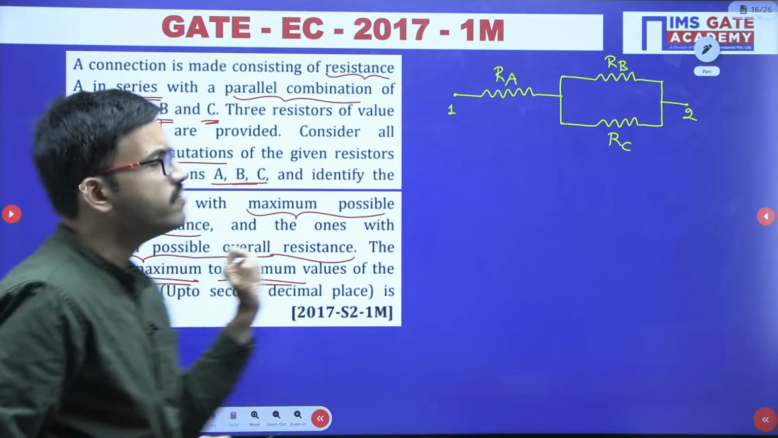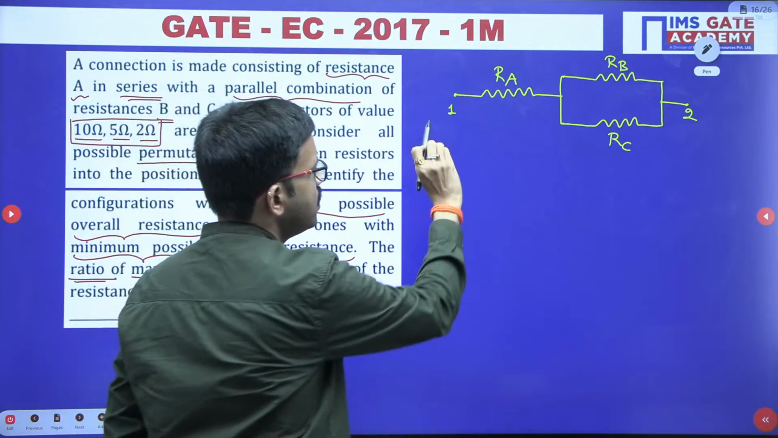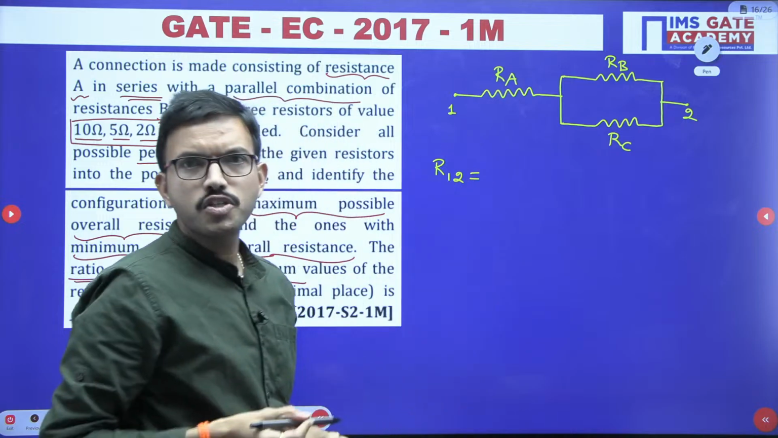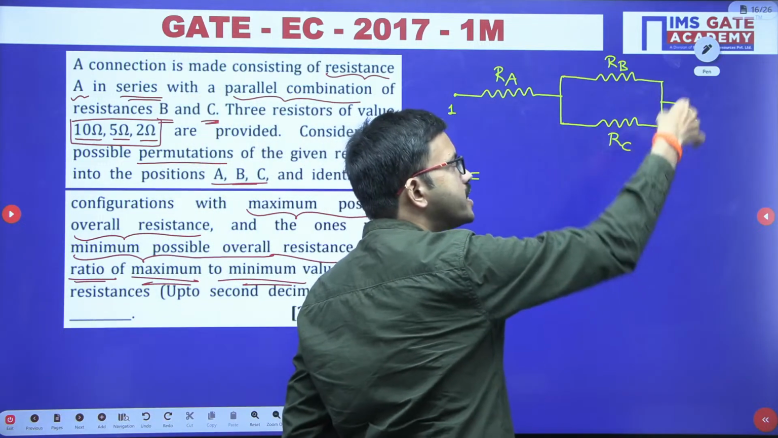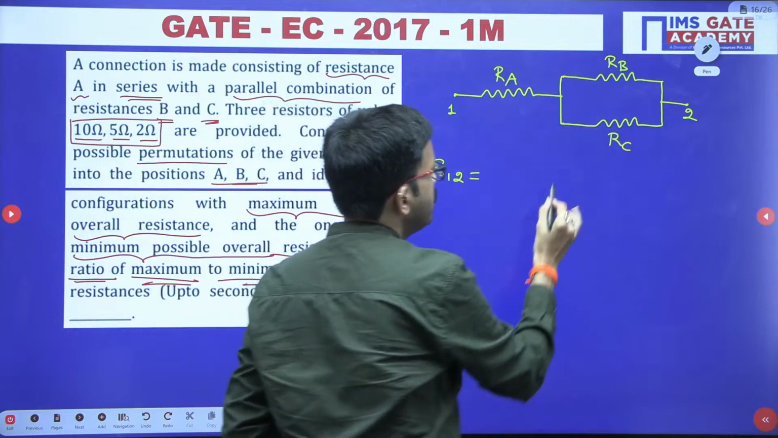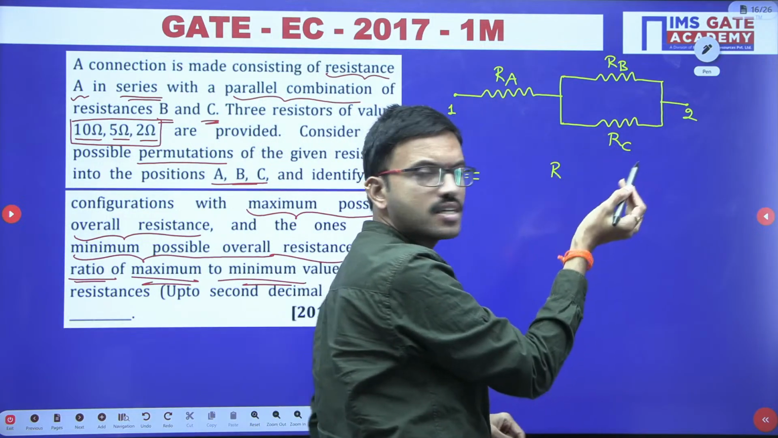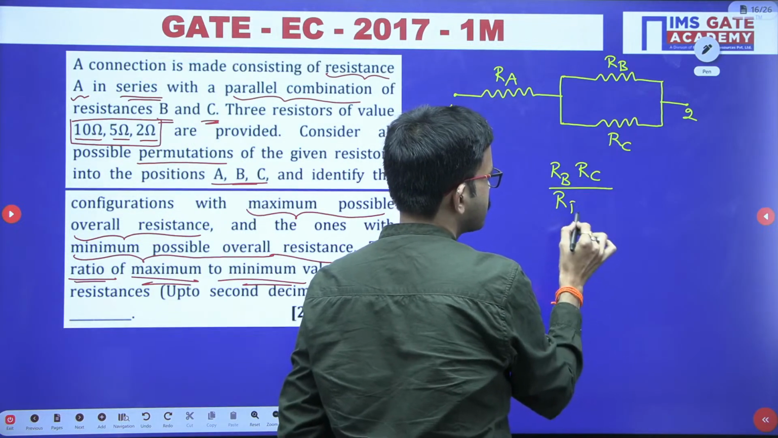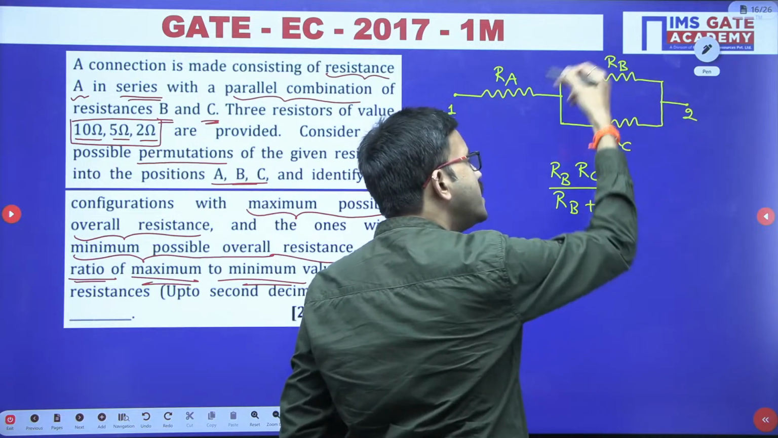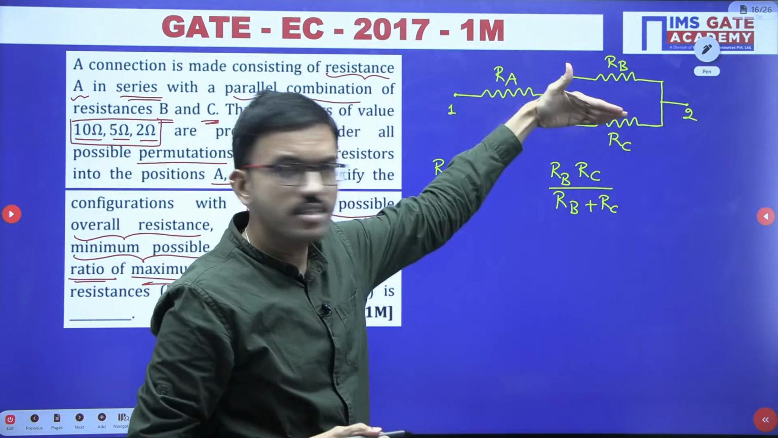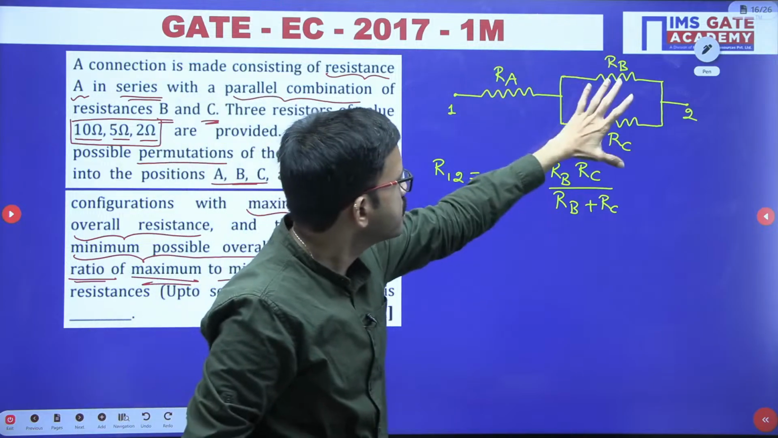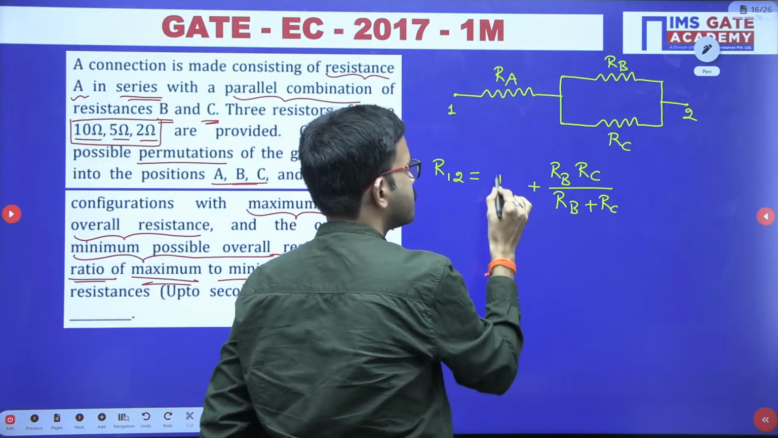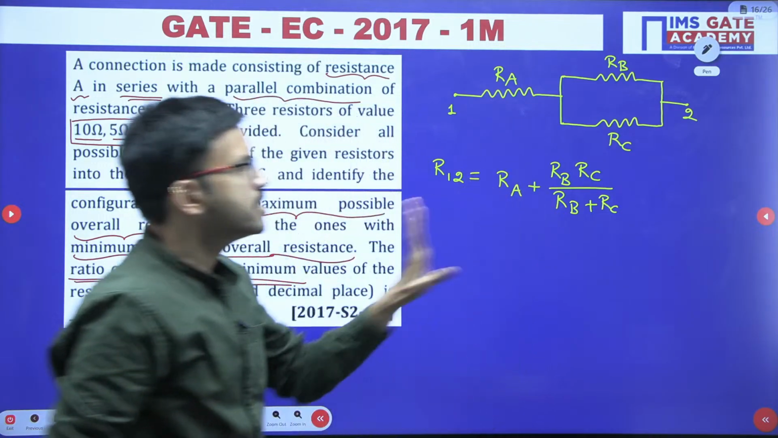This is a very interesting question. Here, between terminals 1 and 2, just observe that RB and RC are connected in parallel. Parallel means you can write R1 R2 by R1 plus R2, that is, RB into RC divided by RB plus RC. Now this entire part is one single equivalent resistor, and that resistor and this resistor are both in series. In series we can add the resistors, so you get the equation like this.